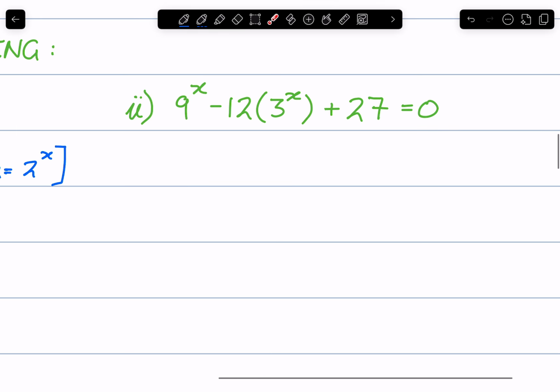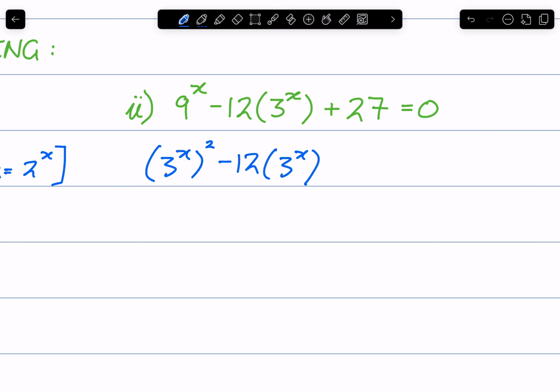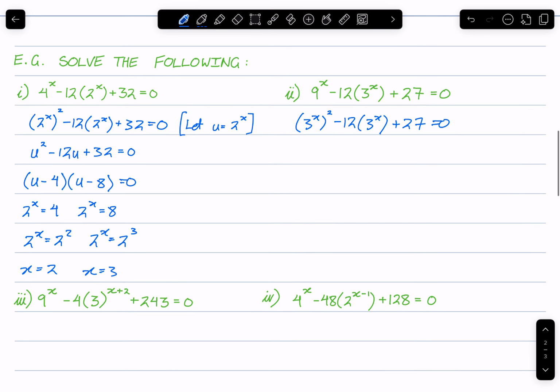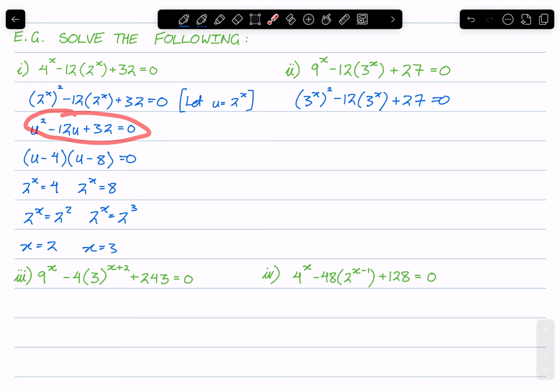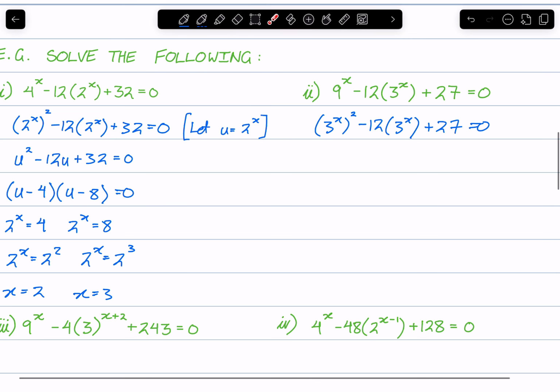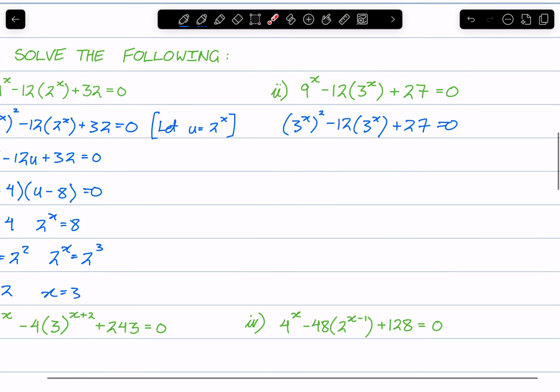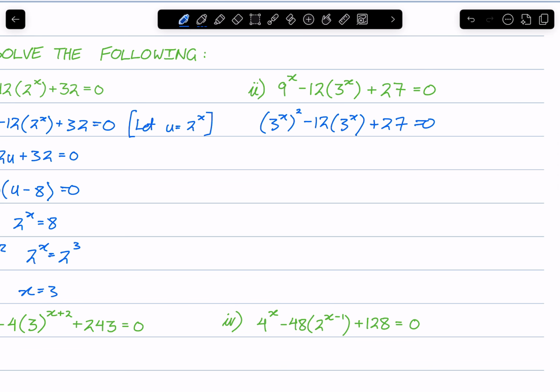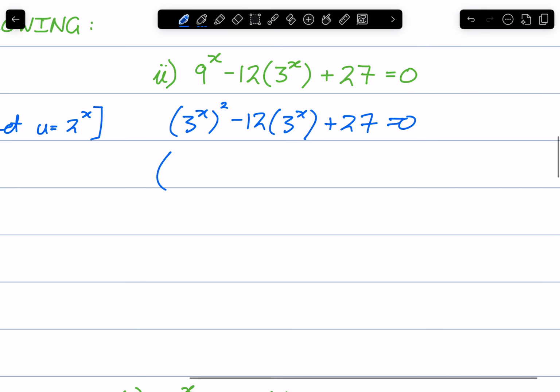So here we go. 9 to the power of x, well, that is (3 to the power of x) squared, minus 12 times 3 to the power of x, plus 27 equals 0. Now, in this one, I did do a u substitution, but you'll see that it doesn't necessarily need to do it because I can actually just factor this as if this was u. So in this case, just what two numbers multiply to positive 27 but add to negative 12?